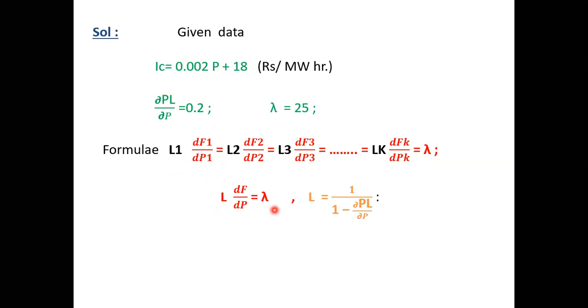And what is the formula for L? Here L is the penalty factor. We can write the formula for L as 1 by 1 minus dou PL by dou P. Here dou PL by dou P is the incremental power loss with respect to the generating capacity. From the given data, dou PL by dou P is 0.2. Once you substitute 0.2, we can easily find the L value. Once you know the L value, and we know the lambda value, substitute dF by dP and find the P value. Substitute everything and tell me the answer for P.